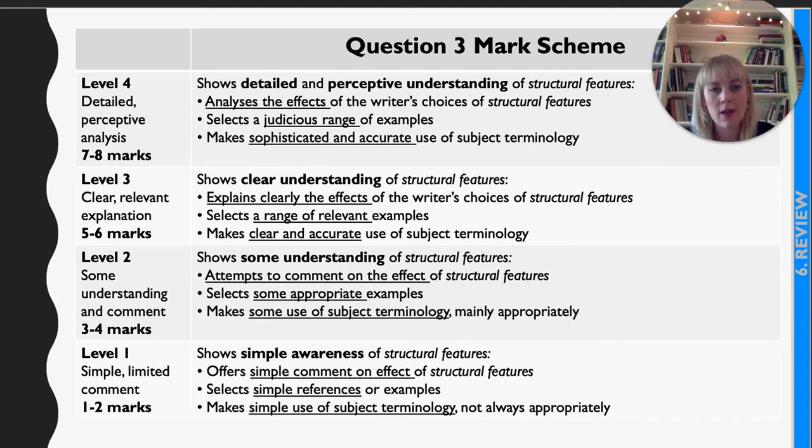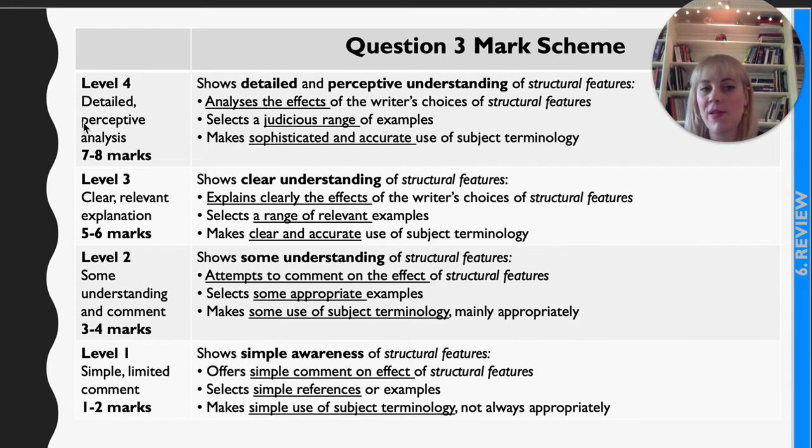Okay, and we're looking for shifts and changes that the writer uses, and those can be in the perspective that is used, the focus on a character, the focus on a setting, or the shift in the mood and atmosphere that seems to occur. Okay? So your question 3 mark scheme we're now going to go through together. So you can see here that there are 4 levels and it's a total of 8 marks. 8 marks would be for your perfect answer. So this is where we're aiming.